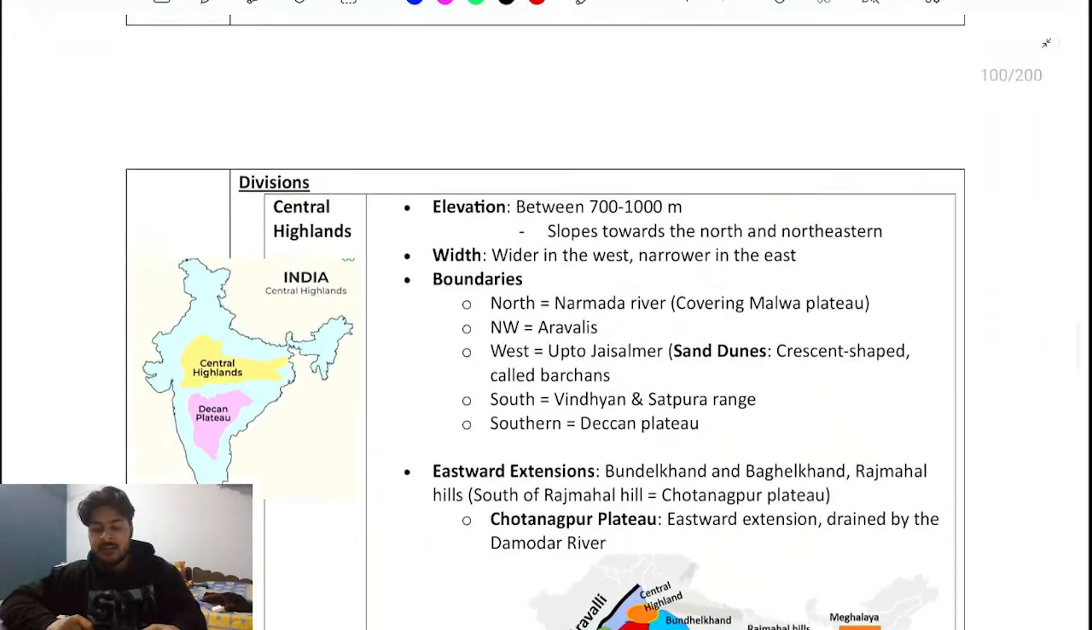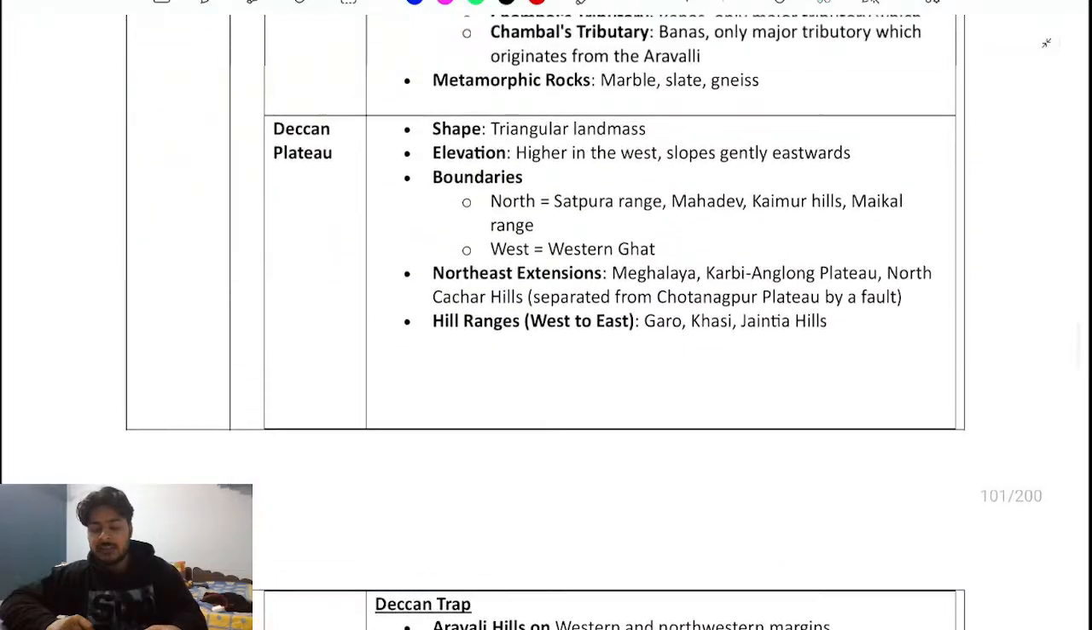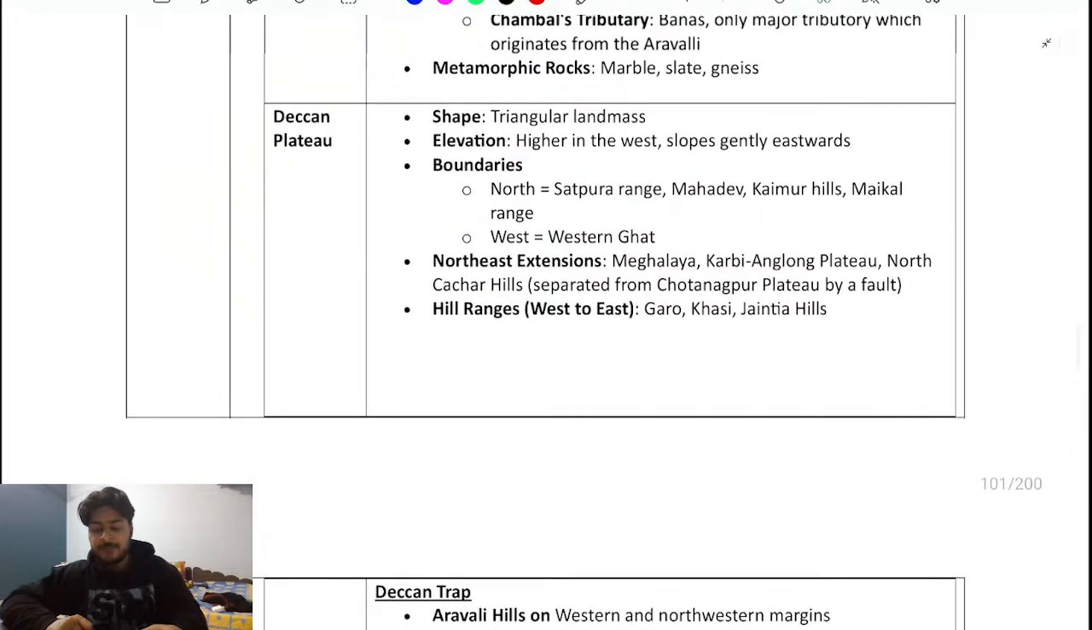So it is the same thing, the Ural Central Highlands, how it is, what kind of topography and this and that is there.